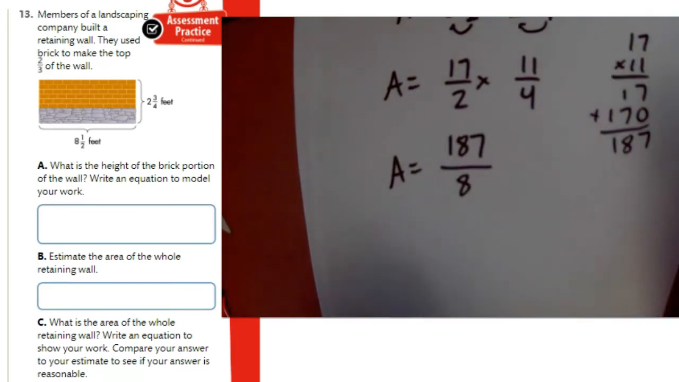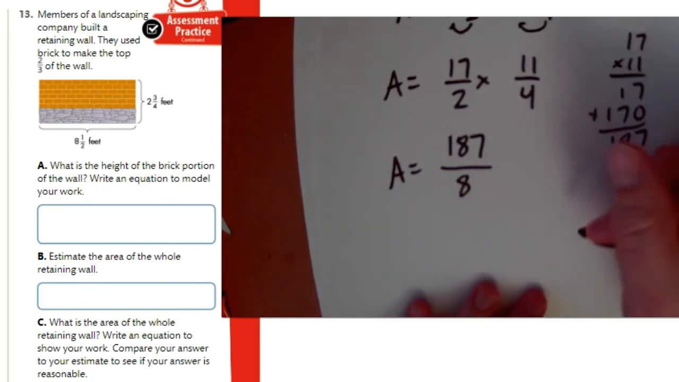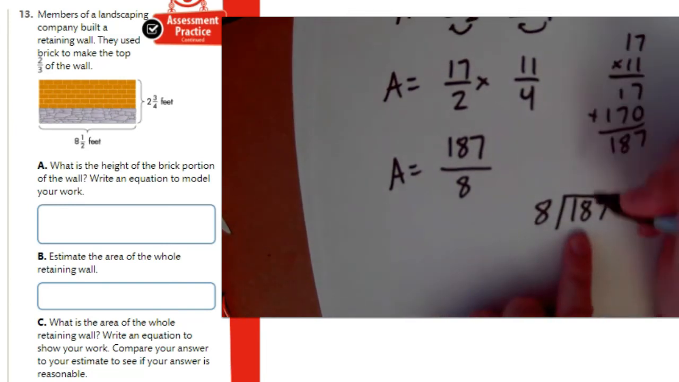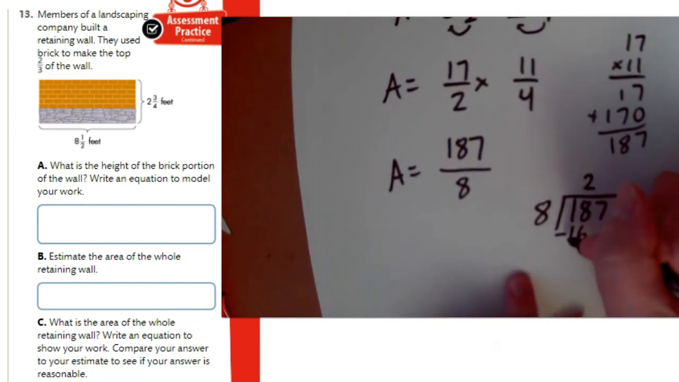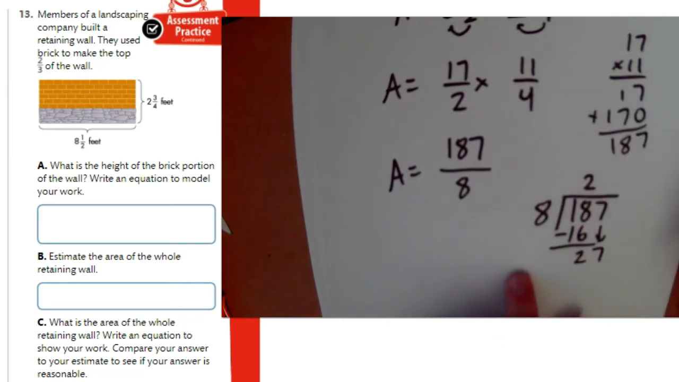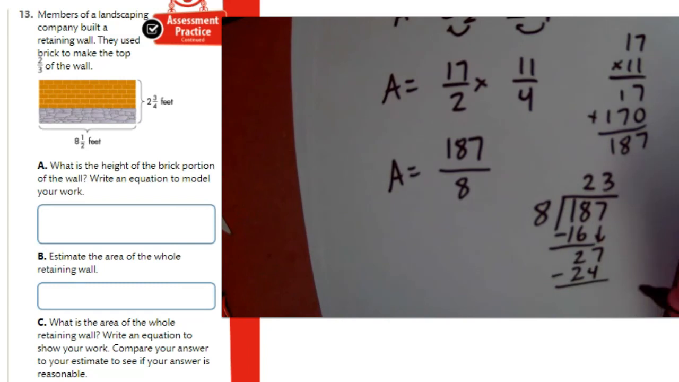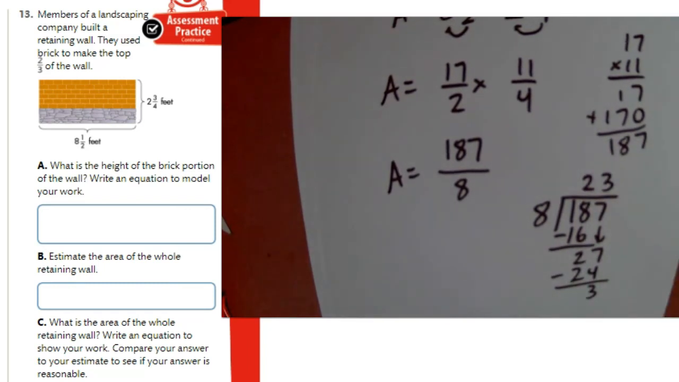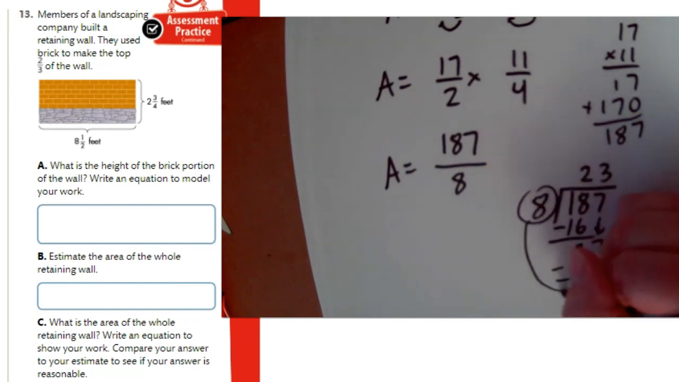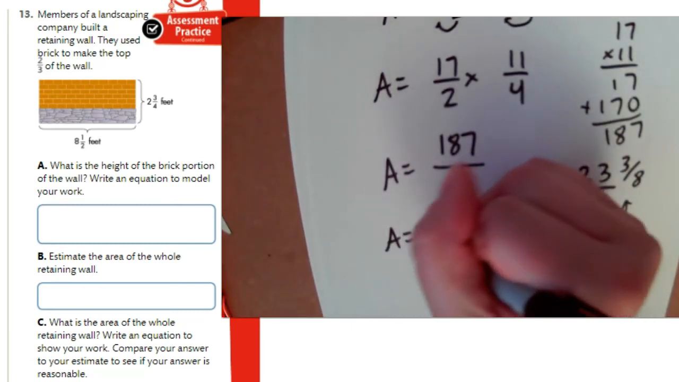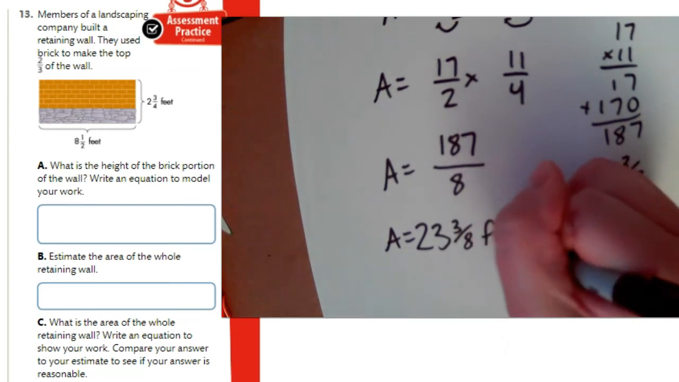So I need to divide because that's obviously an improper fraction. 187 divided by 8. 8 goes into 18 2 times. 2 times 8 is 16. I subtract and get 2. Bring down my 7. 8 goes into 27 3 times. 3 times 8 is 24. And 27 minus 24 is 3. So I'm going to take my divisor, that becomes my denominator. The remainder becomes my numerator. I get 23 3/8. The area equals 23 3/8 feet squared.